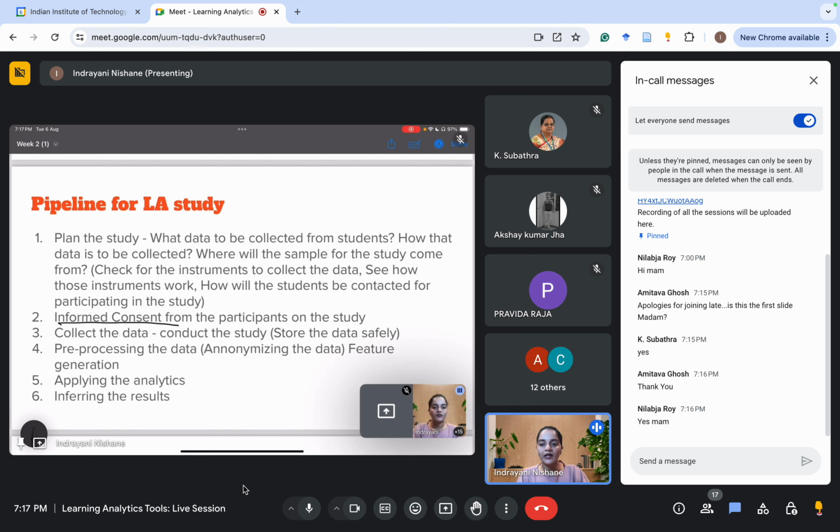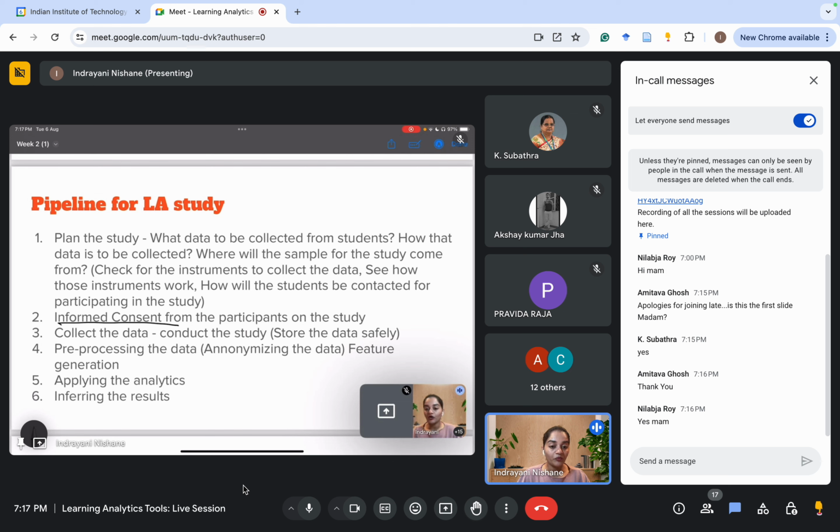Now, we were at pre-processing the data. So we have anonymized that data. Now feature generation. Log data is the clickstream data, where you have clicked and what you have clicked. In the raw format, it doesn't tell us anything, that you have clicked here, you have clicked there, along with the timestamp. So raw data doesn't give us any information. We need to extract information from that raw log data.